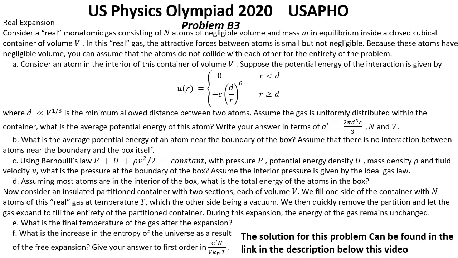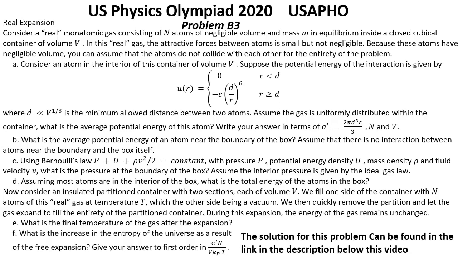Consider an atom in the interior of this container of volume V. Suppose that the potential energy of the interaction is given by 0 when r is less than d, and negative epsilon multiplied by (d over r) to the power 6 when r is greater than or equal to d, where d much less than V to the power 1/3 is the minimum allowed distance between two atoms.